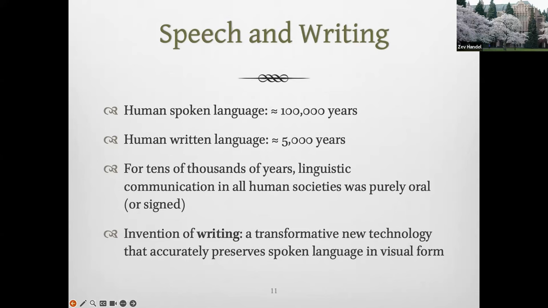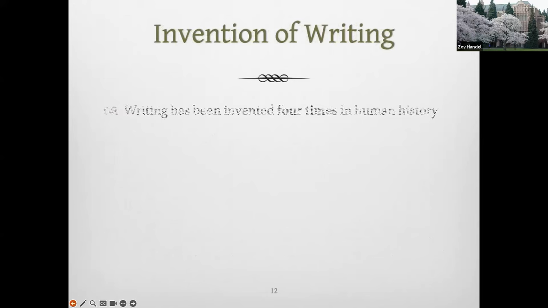It's very hard today for us to imagine a world without writing because it's so important to us and it's embedded in our everyday existence. But it's important to remember that writing is not something that has always existed. It is something people invented. In fact, people have invented writing, as far as we know, based on the historical and archaeological records we have, four times. Just four times.